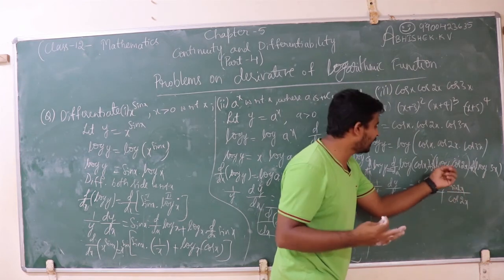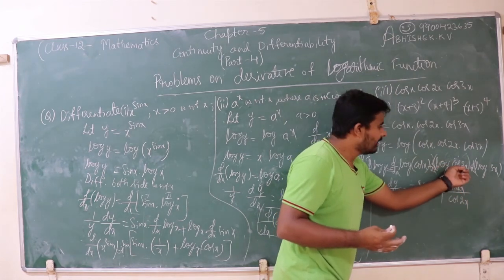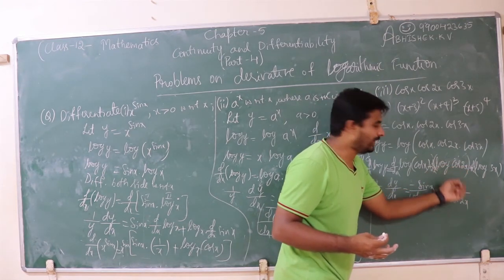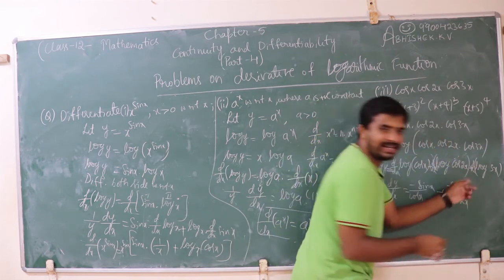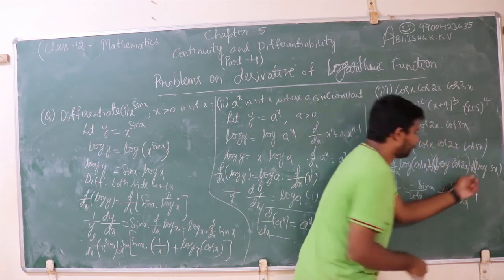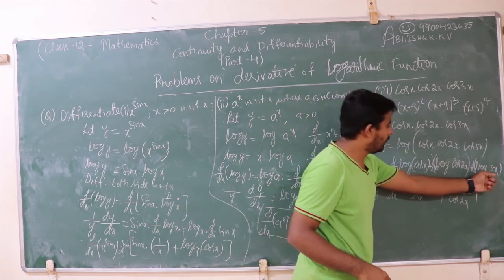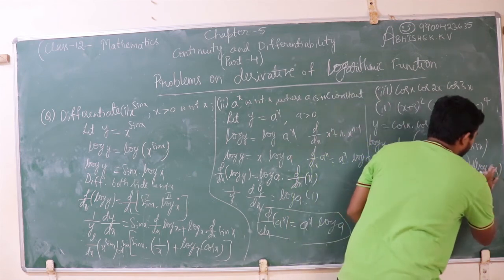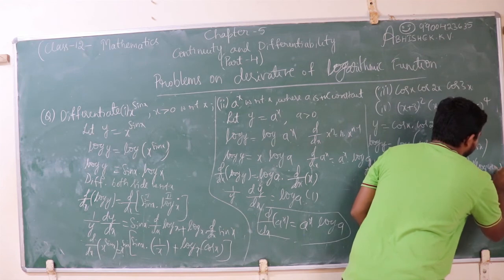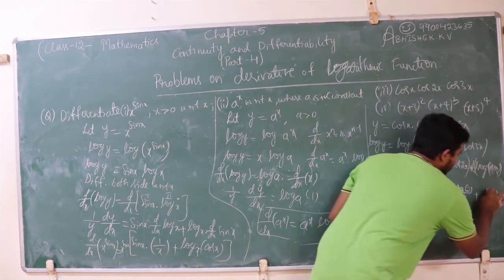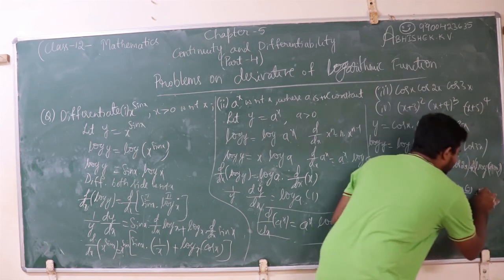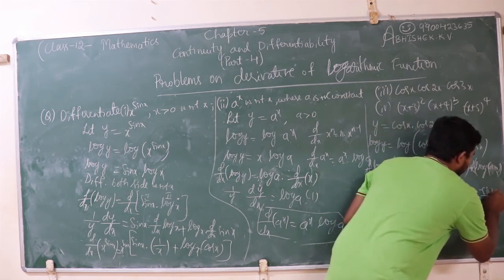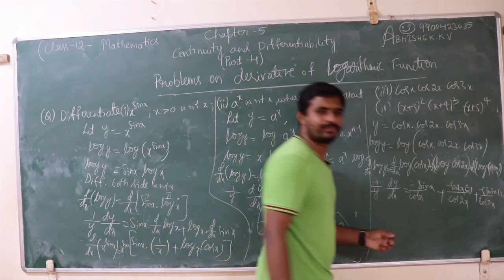Totally we have this by chain rule. The derivative of log is 1 by x. Again for cos 2x, minus sin 2x into 2, for x is 1, plus d by dx of log of cos 3x. For cos 3x, 1 by cos 3x, for cos 3x, minus sin 3x into 3.